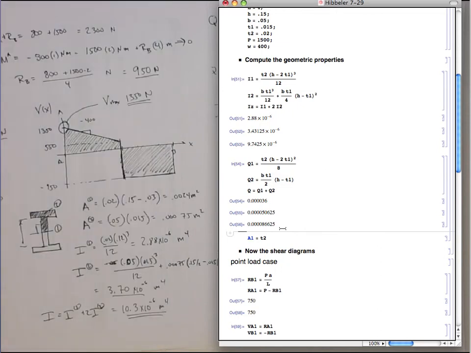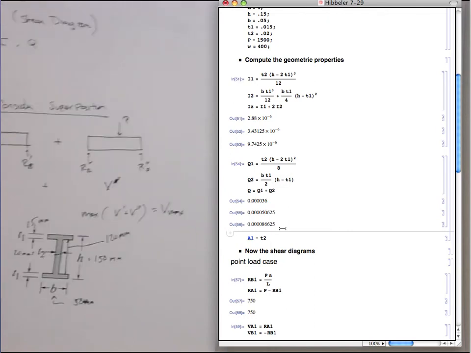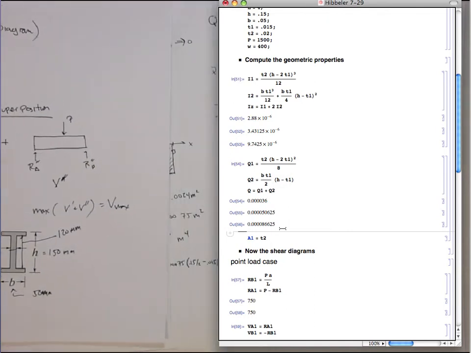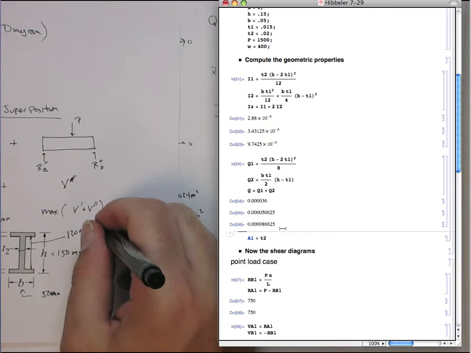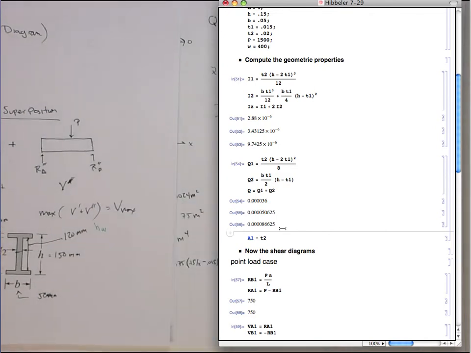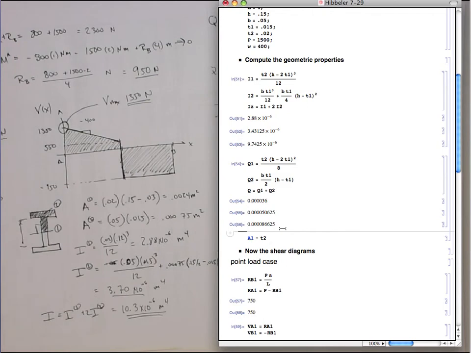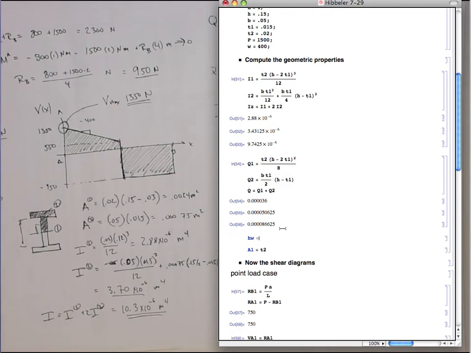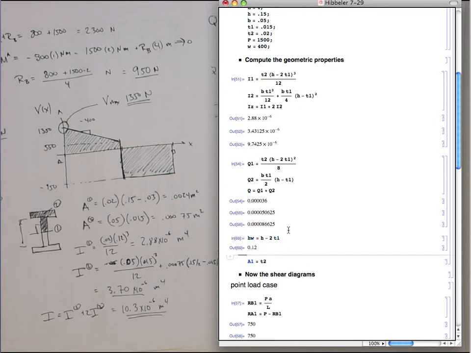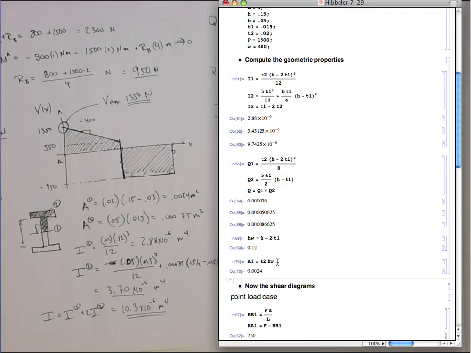So I'm going to call that H of the web, HW. All right, let's define that parameter. HW is going to be the total height minus 2 times the thickness of the flanges, which is T1. And so that gives me 120. That's what I expected. The area of cross-section 1 should be T2 times the height of the web. Does that confirm what I got? Okay, that matches with what I have here.